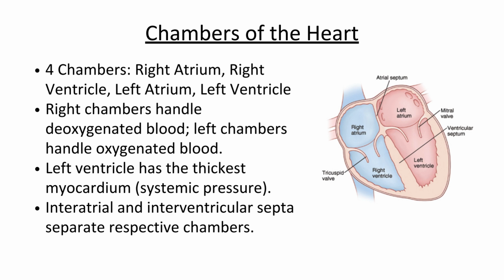The interatrial septum separates the atria, while the interventricular septum divides the ventricles. Clinically, defects in these septa lead to ASDs and VSDs, high-yield congenital anomalies tested often on Step 1.